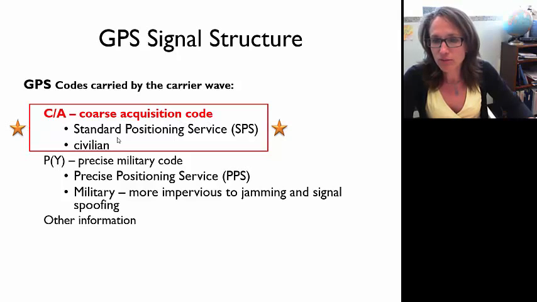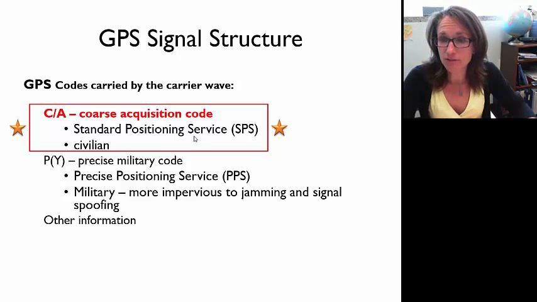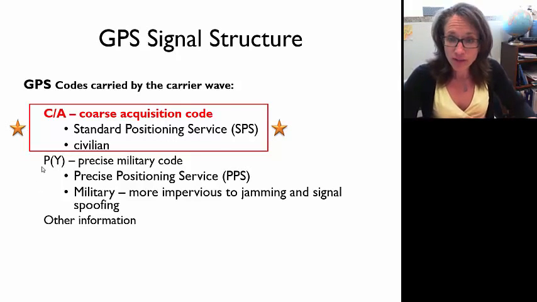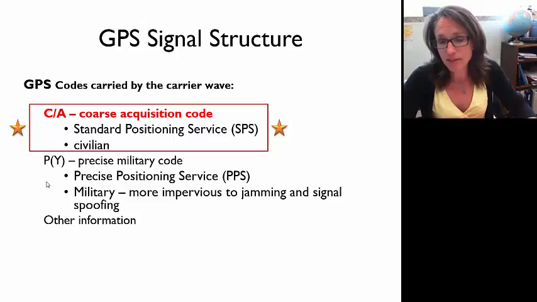And this is part of what's referred to as the standard positioning service, which is the general legacy. It's often referred to as civilian service. So this is what we're using, the coarse acquisition code. There's also another code that is modulated on the signal that is called the precise code, and this is the military code. Then this is part of a precise positioning system, and it's the PY code, and we'll talk a little bit more about that in just a minute.